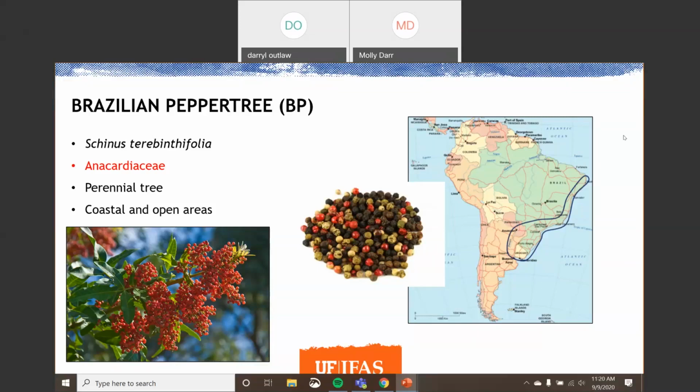It's related to poison oak. It is also related to delicious things like mango and cashew. But like all of those plants, people can be very sensitive to them. So if you've ever had tricolored peppercorns, the red peppercorns in that mix are Brazilian pepper tree. And so if you're allergic to mangoes or particularly sensitive to poison ivy, you might be cautious about using this peppercorn blend.